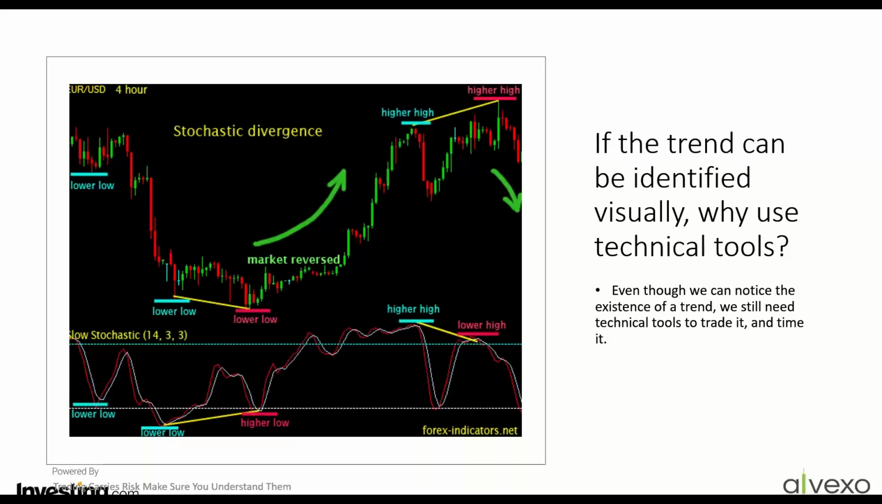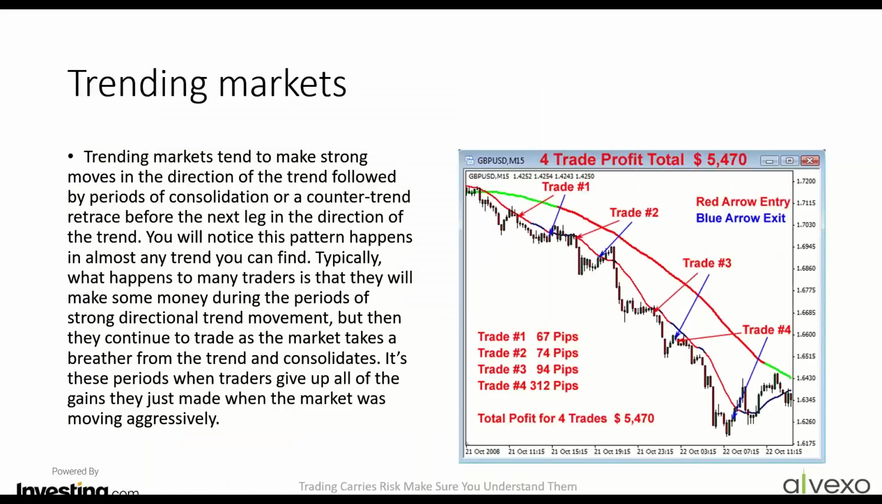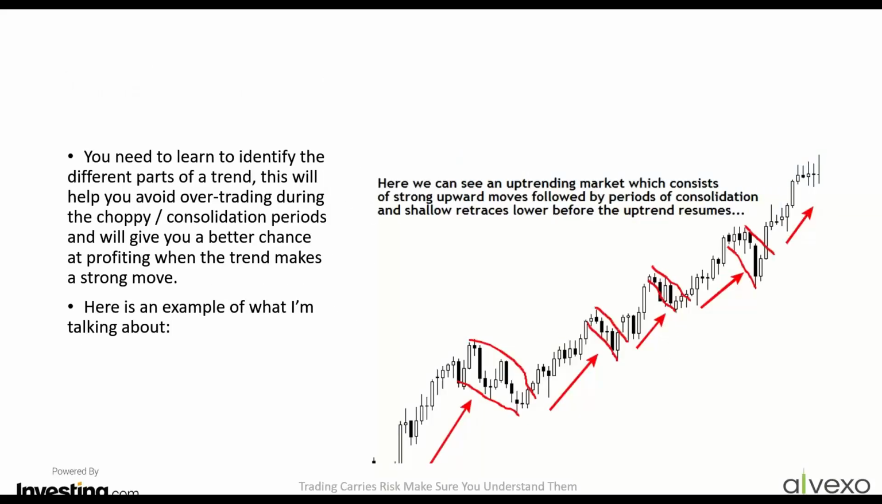So if a trend can be identified visually, why use technical tools at all? Even though we can notice the existence of a trend, we still need technical tools to trade it and to time it. Trending markets tend to make strong moves in the direction of the trend, followed by periods of consolidation or a counter trend retrace before the next leg in the direction of the trend. So you need to learn to identify the part of the trend that we're in and understand where we stand. This will help you to avoid overtrading during choppy and consolidation periods and will give you a better chance of profiting when the trend makes a strong move.